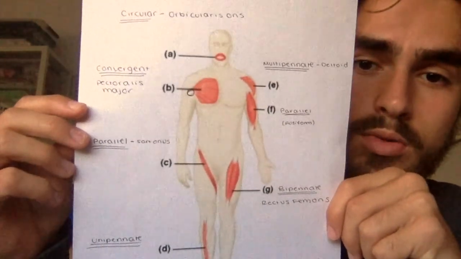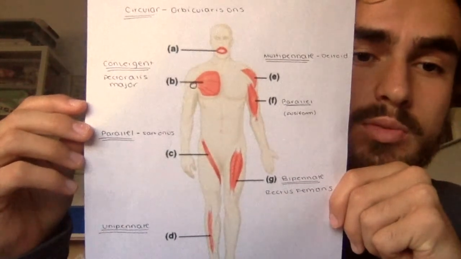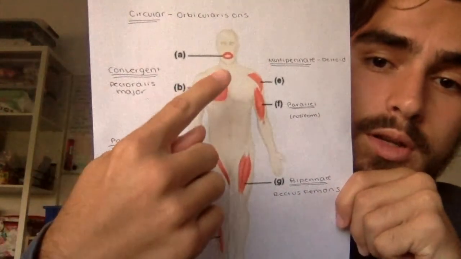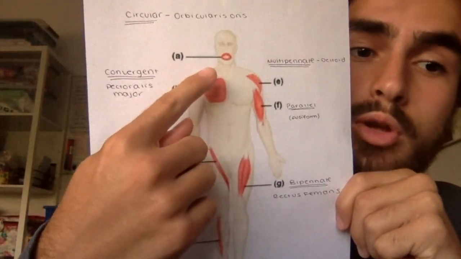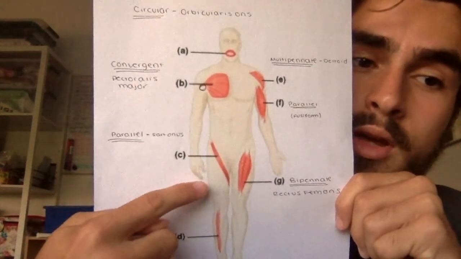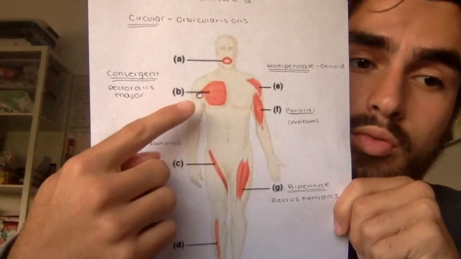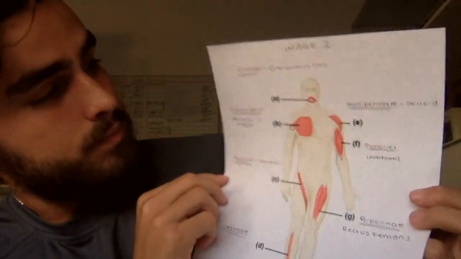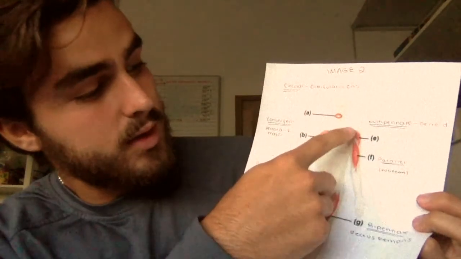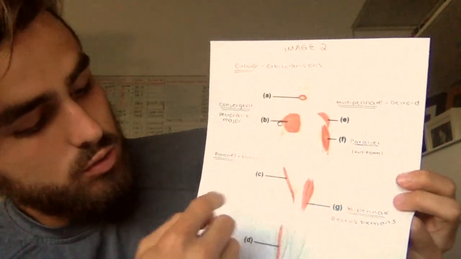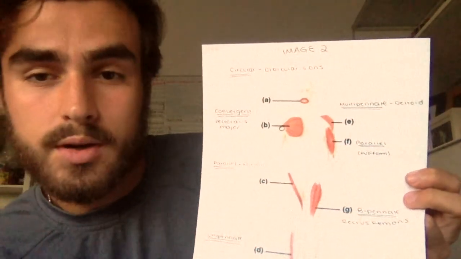So if we take a look here, we see a diagram with examples of these different arrangements and where they can be found. We see the circular pattern right here, which is the orbicularis oris. We see the parallel arrangement with the sartorius. We see the convergent with the pectoralis major. And for pennate, we see multipennate at the deltoid muscle in the shoulder, bipennate with the rectus femoris, and unipennate right here on the shin.